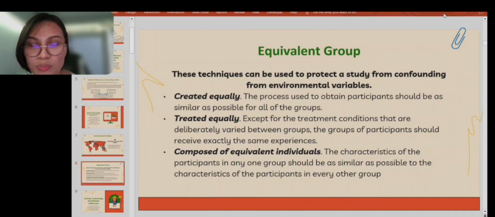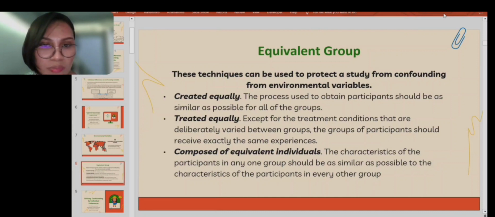The process used to obtain participants should be as similar as possible for all the groups and treated equally, except for treatment conditions that are deliberately varied between groups. The group of participants should receive exactly the same experience. The next is composed of equivalent individuals. So the characteristics of participants in any one group should be as similar as possible to the characteristics of participants in every other group.